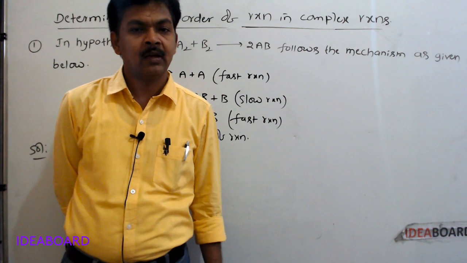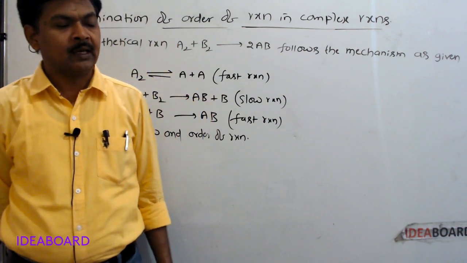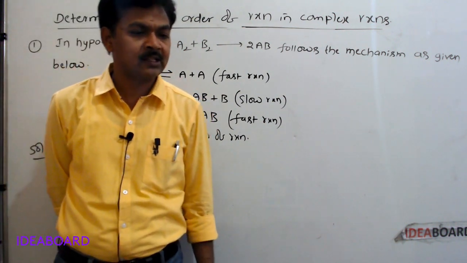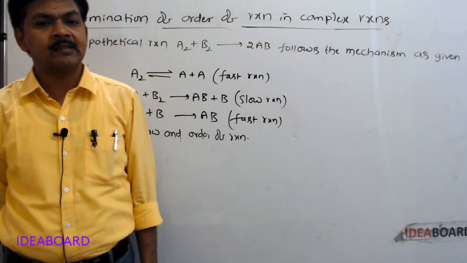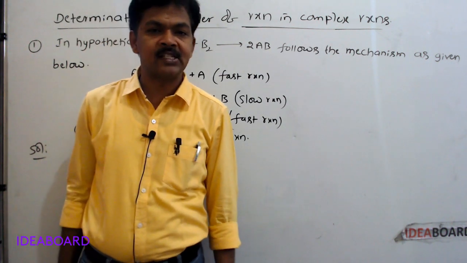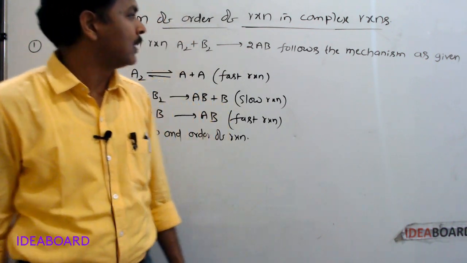Elementary reactions means reactions which can take place in a single step. Complex reactions means multi-step reactions. Reactions which can take place in more than one step are called complex reactions.